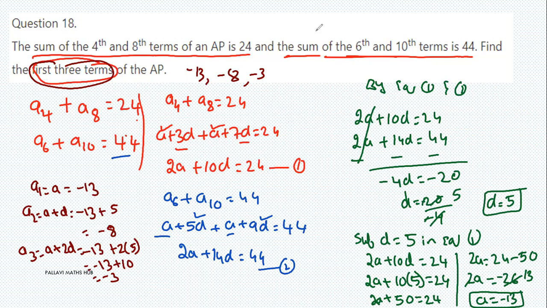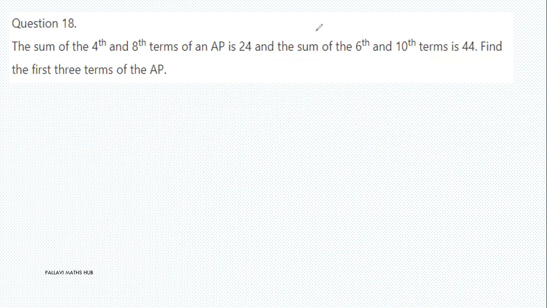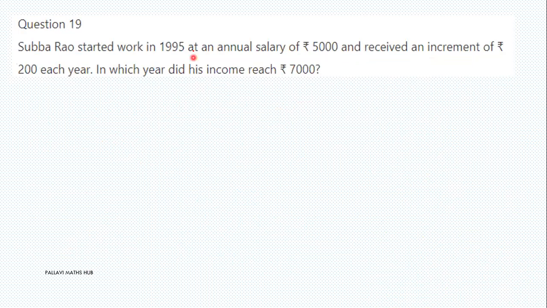Next sum, 19th question. Subbarao started work in 1995 at an annual salary of 5,000 rupees and received an increment of rupees 200 each year. In which year did his income reach 7,000?